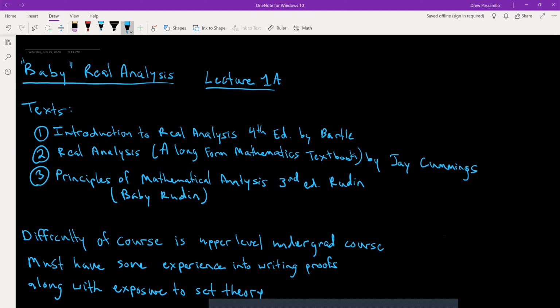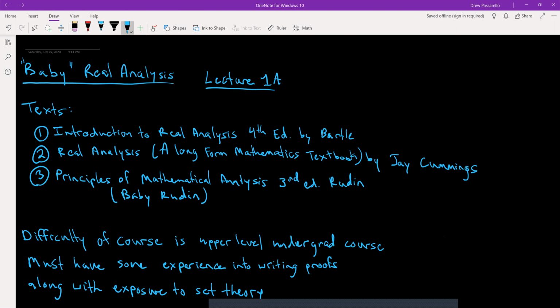As far as the texts, there are going to be 3 textbooks that I'll be using. The first 2 are the ones I'll probably use the most. The first textbook is Introduction to Real Analysis, 4th edition, by Bartle. The second textbook is Real Analysis: A Long-Form Mathematics Textbook by Cummings. So these 2 I'll be using frequently. And the third one is Principles of Mathematical Analysis, 3rd edition, by Rudin, which has been nicknamed Baby Rudin.